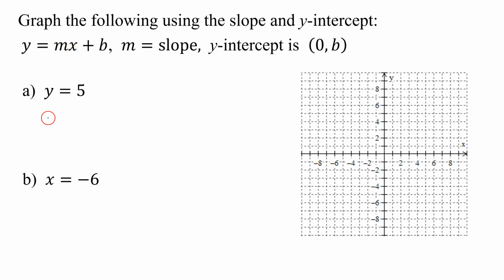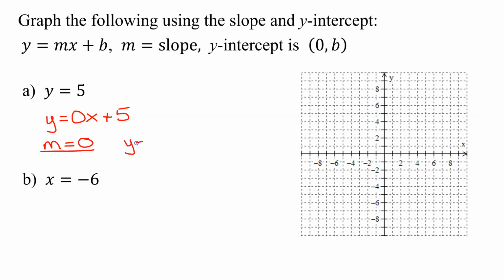So if I write my equation as y equals 0 times x plus 5, is that the same as y equals 5? Yes, because 0 times x is 0, 0 plus 5 is 5. So now I've written it in this format. M is the coefficient of the x term, so we know our slope is 0.